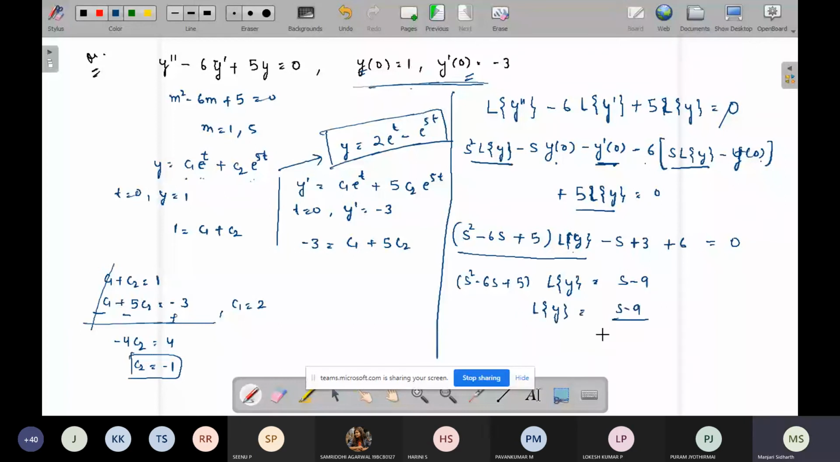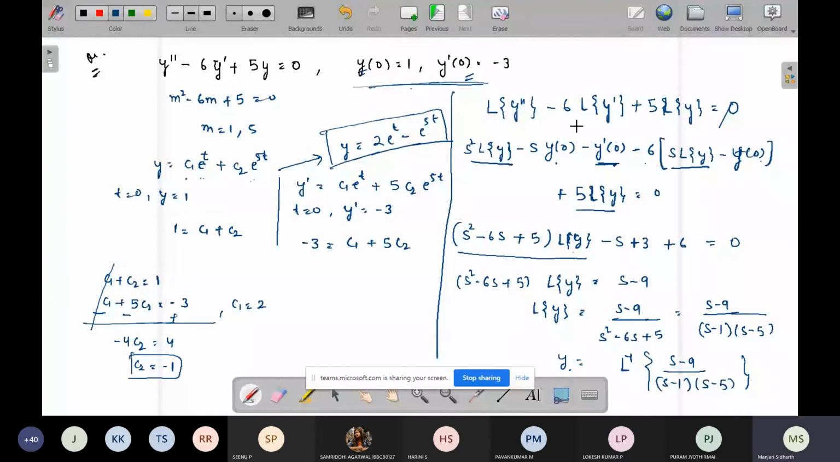So s minus 9 over s square minus 6s plus 5. Factorize the denominator, you will get s minus 1 and s minus 5. Now if you take inverse Laplace transformation on both sides, that means Laplace inverse of s minus 9 over s minus 1 and s minus 5, then you will get the answer. Now, how to solve this? In this, you should know the partial fractions that we have read, I think, in 8th or 9th class, if you remember partial fractions.